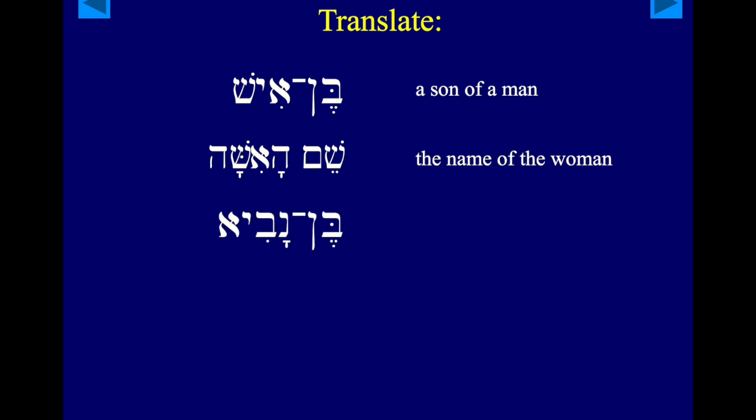Or ben Navi. Navi means prophet. It is not definite. Ha-Navi would be the prophet, or a name like Elijah would be the particular name of a prophet. But ben Navi just means a son of a prophet.